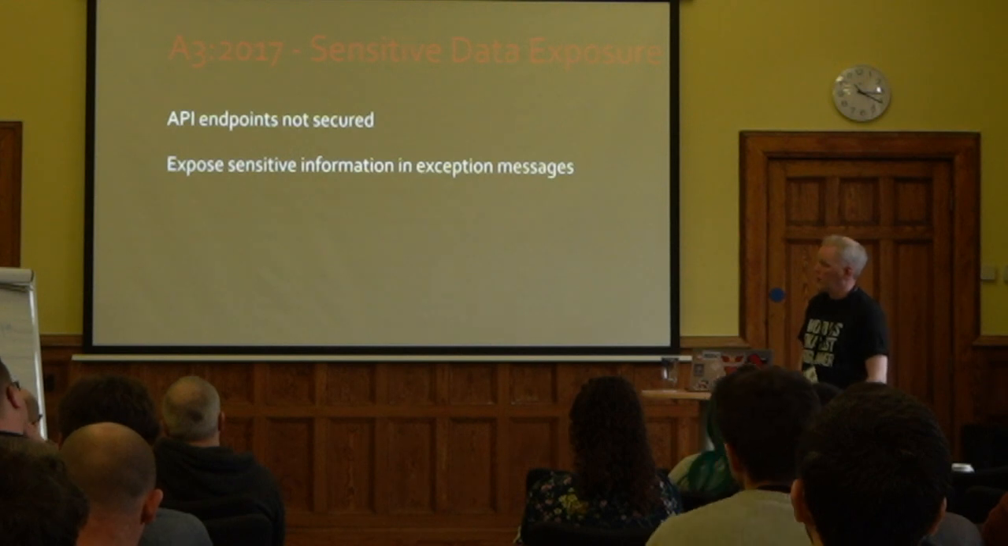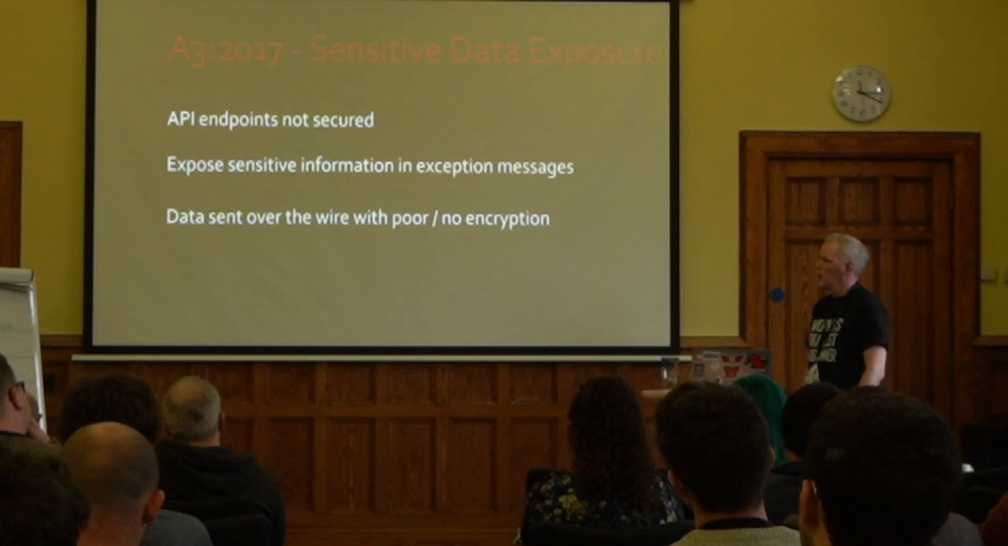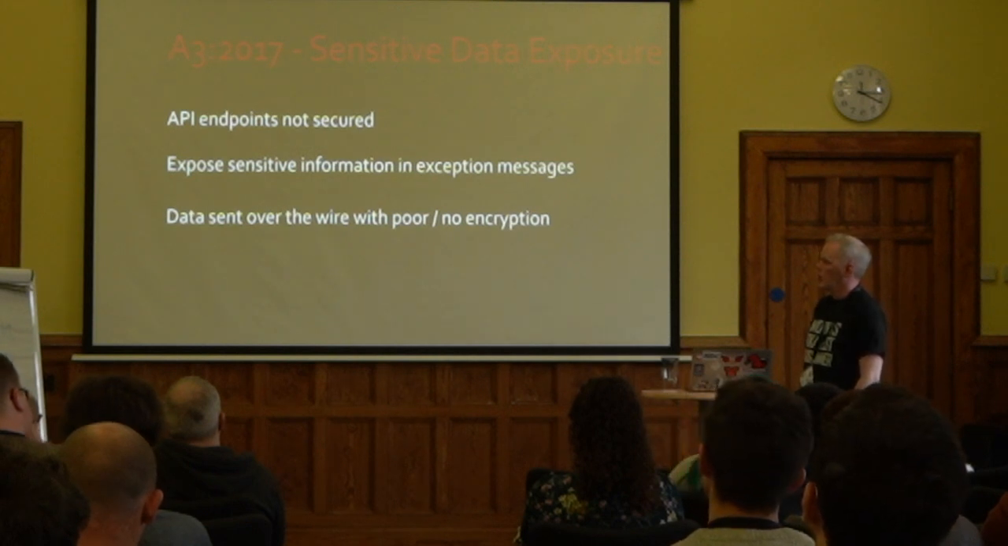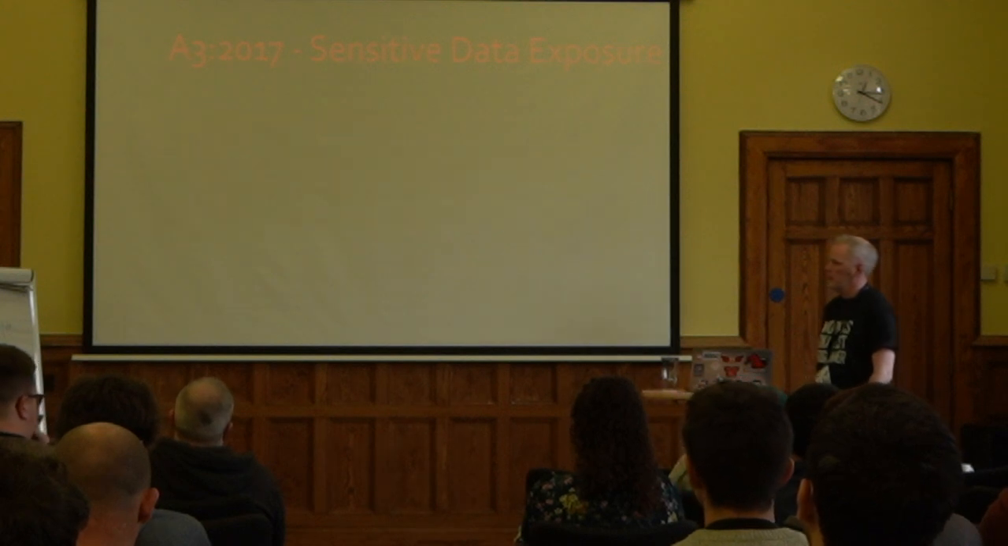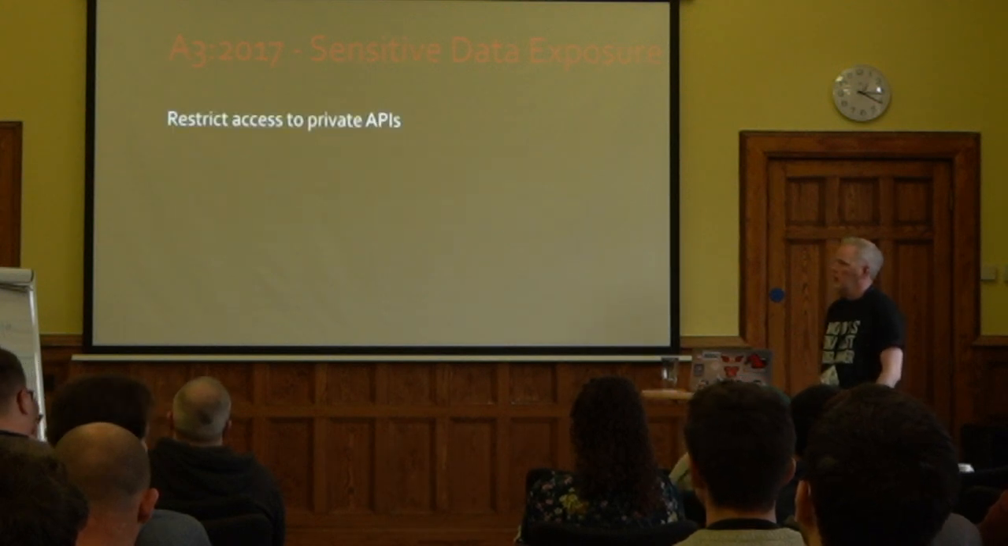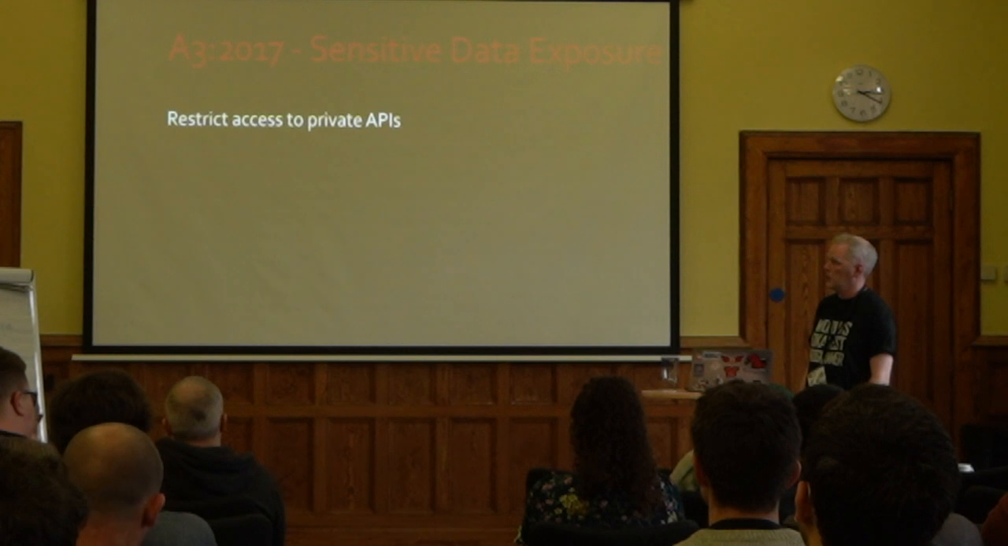You might expose sensitive information in exception messages, what we've seen previously. Or you might send data over the wire with poor or no encryption. Again, back to TLS, you should be encrypting everything. Obviously, you should be restricting access to private APIs. Like we said, security through obscurity is not security. Everything should be restricted.